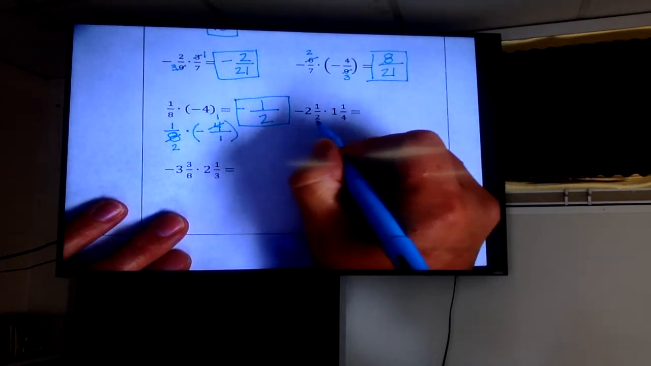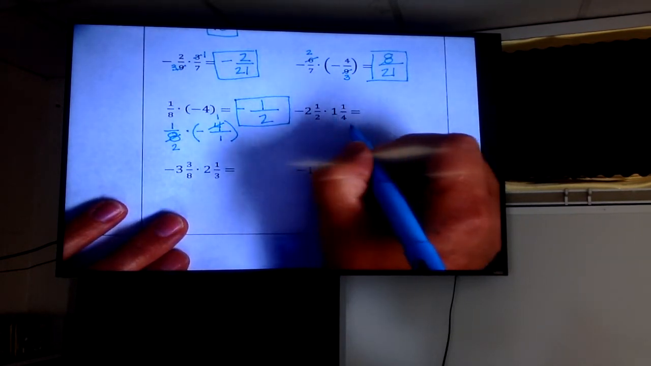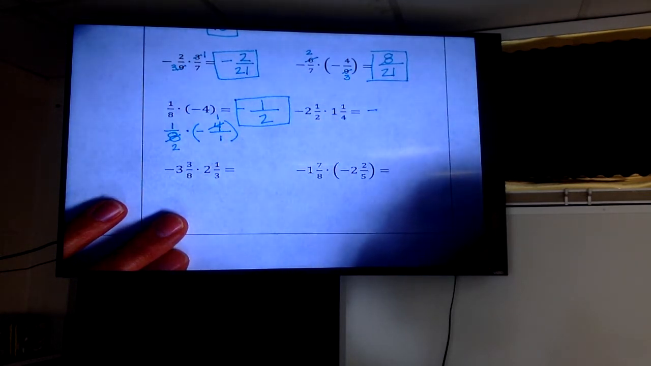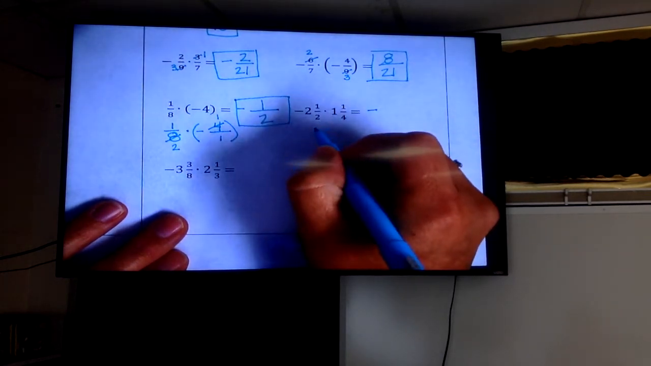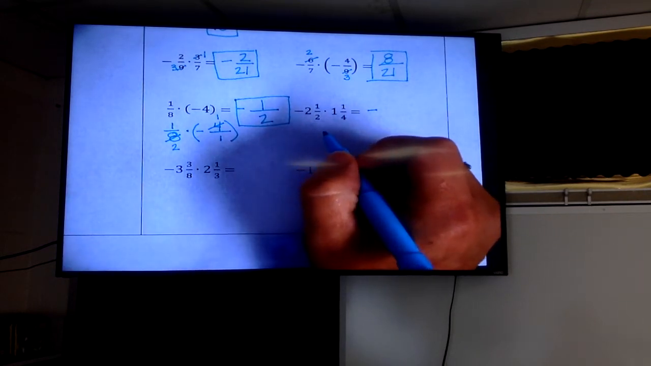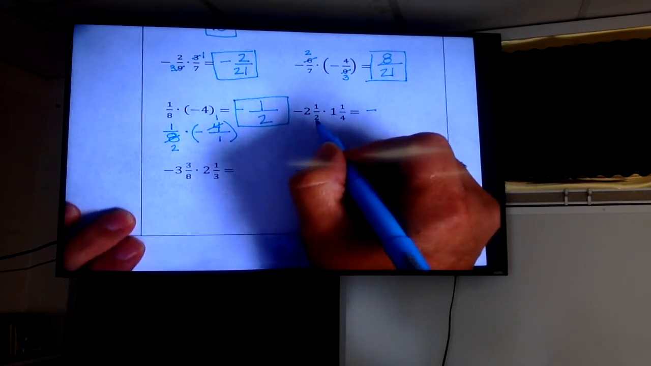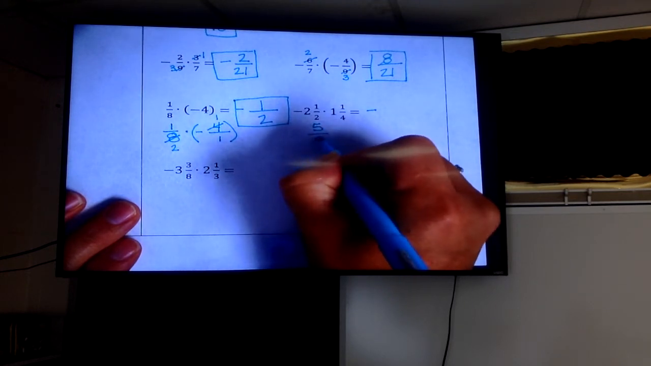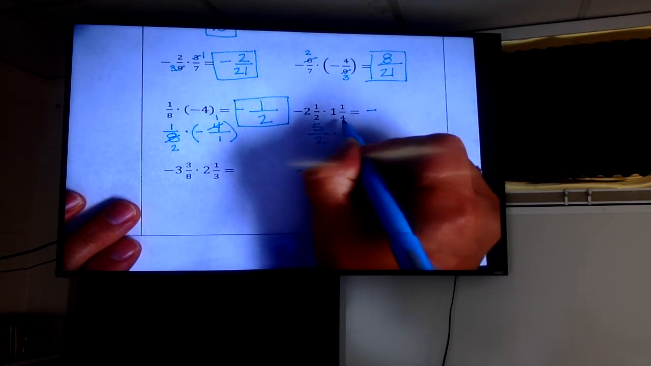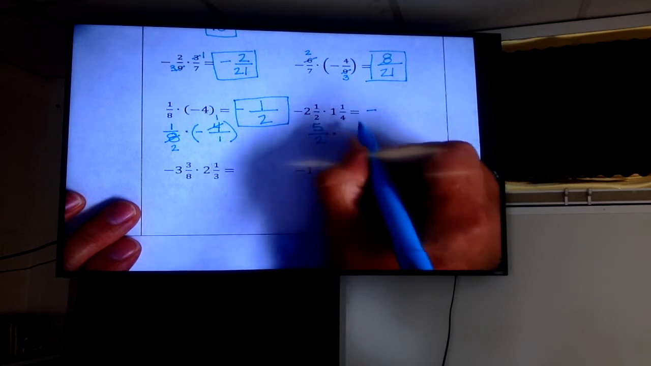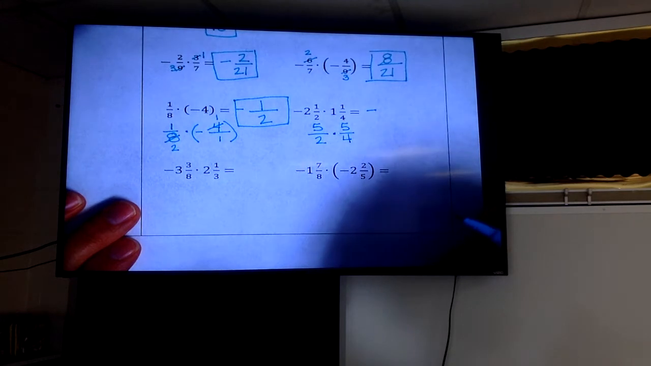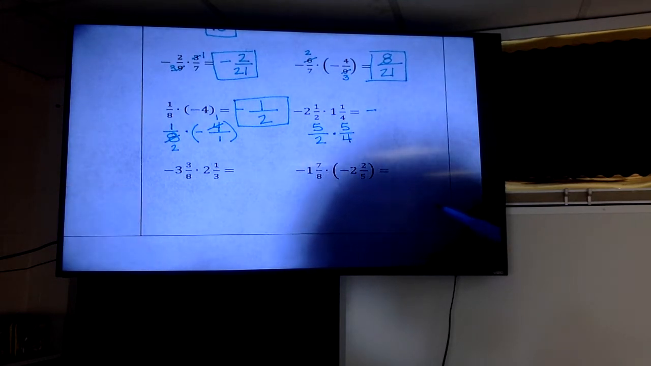All right. Negative 2.5 times 1 1/4. A negative times a positive will give me a negative answer. Now I got to make these into improper fractions, just like addition and subtraction yesterday. So 2 times 2 is 4, plus 1 is 5 over 2, times 4 times 1 is 4, plus 1 is 5 over 4. I'm going to check and see if there's anything I can simplify.